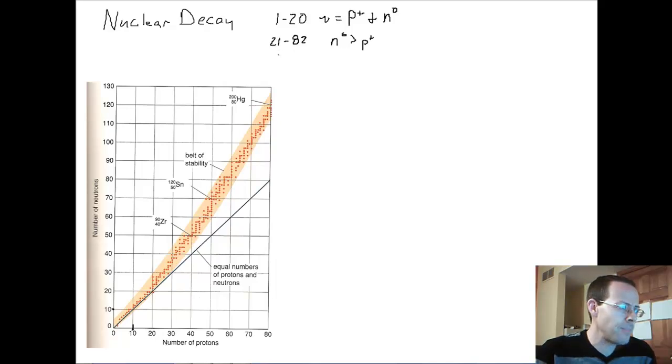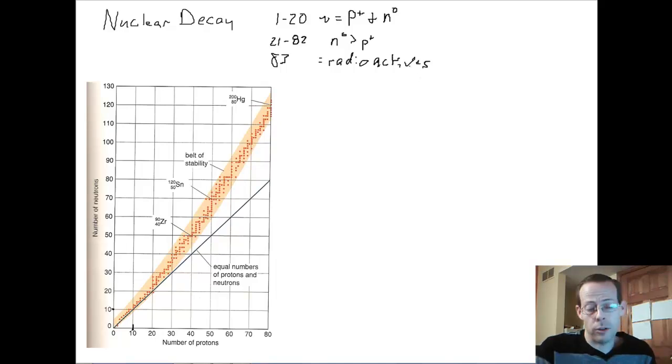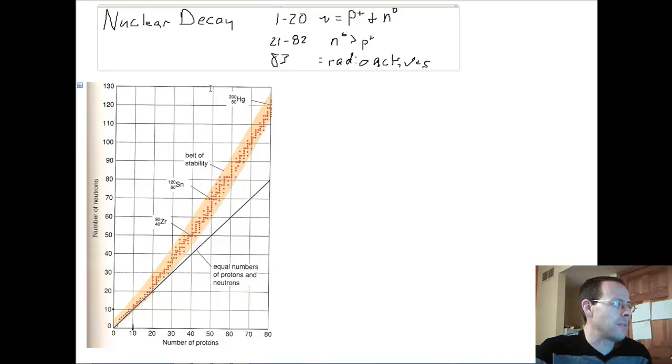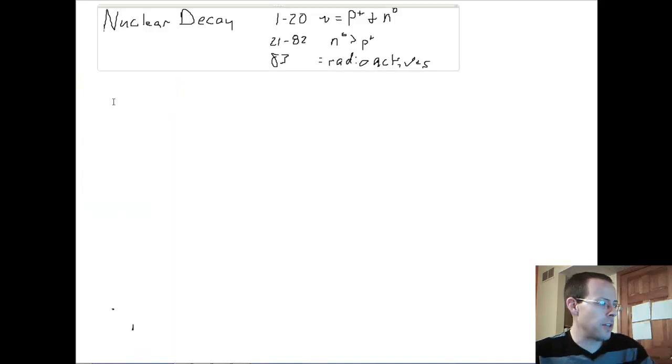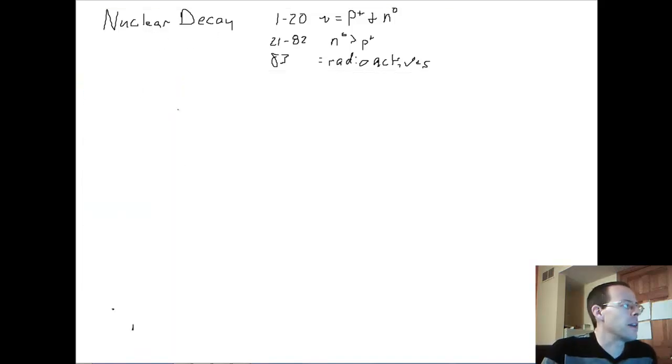And then anything over 83 is considered radioactive, and all that means is the naturally occurring isotopes of these elements tend to fall apart and give off radioactive particles as they decay. So really the rest of our notes deal with that. So I'm just going to get rid of this table, and we're going to go back to basically 3 types of decay. The first one is going to be called alpha decay.